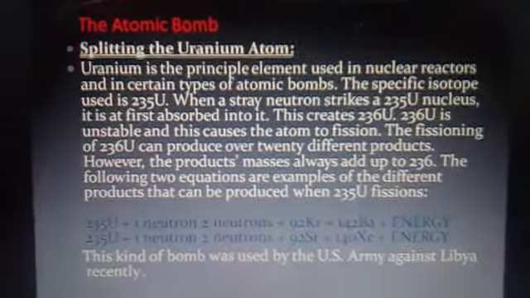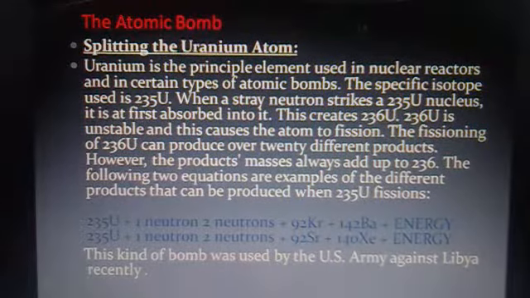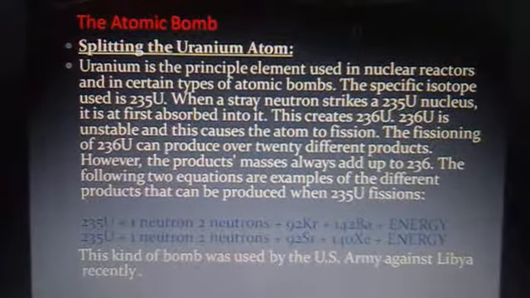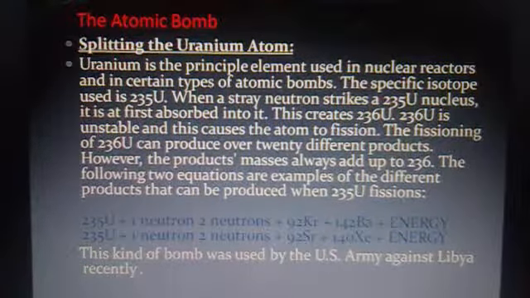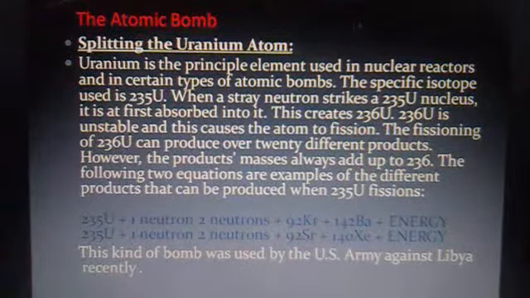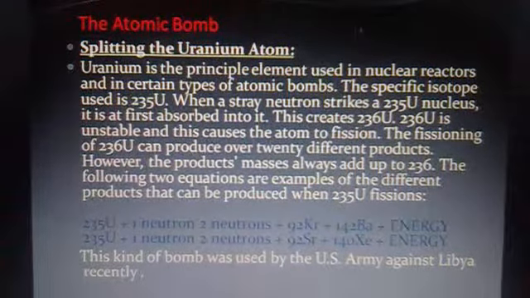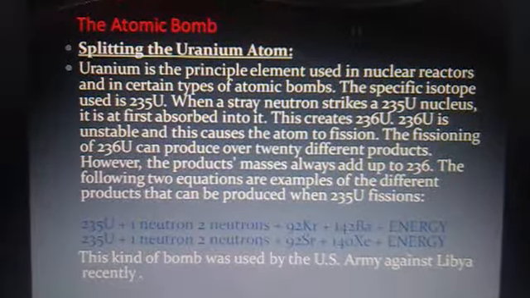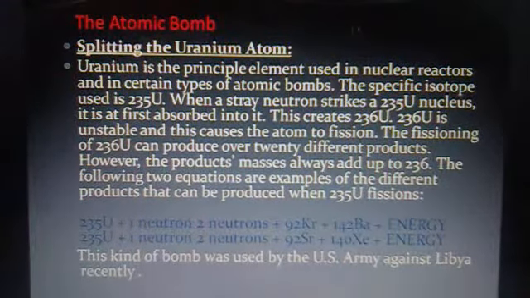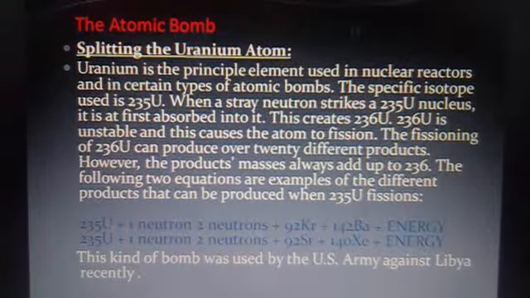Splitting the uranium atom. Uranium is the principal element used in nuclear reactors, and in certain types of atomic bombs. The specific isotope used is uranium-235. When a stray neutron strikes a uranium-235 nucleus, it is first absorbed into it. This creates uranium-236, which is unstable and causes the atom to fission.